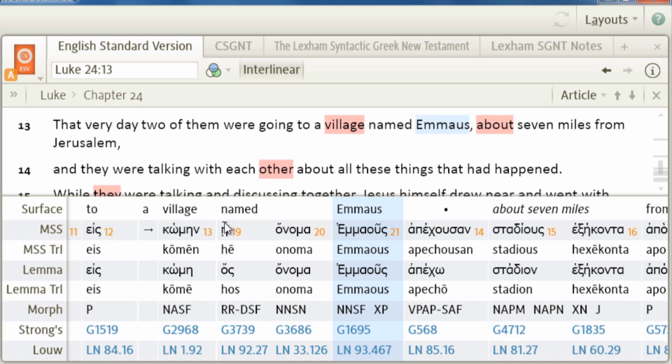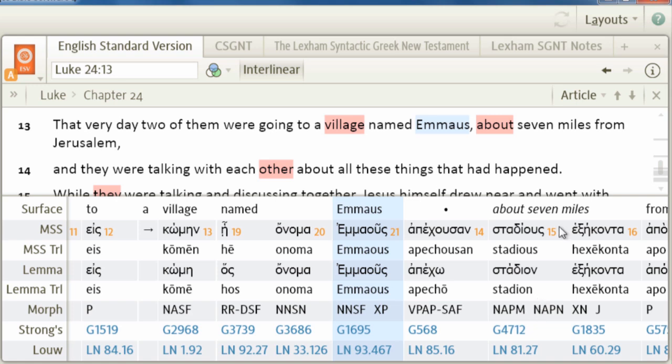The first one, komein, which is translated village, is in the accusative case, but it's part of this prepositional phrase here. We have eis, which is translated to, which is the preposition. These words together work as one unit. The next word in the accusative case, stadios, which is translated into this phrase, about 7 miles, is in the accusative case, but it's not functioning as a direct object either.